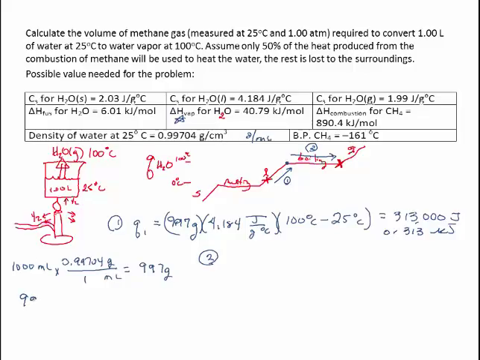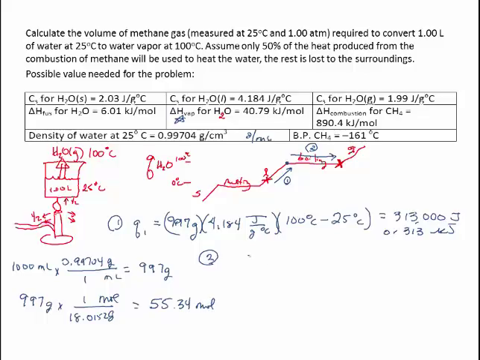I had 997 grams of water. So to get moles of water, we would need the molar mass of water, which is 18.0152. And that gives me 55.34 moles.